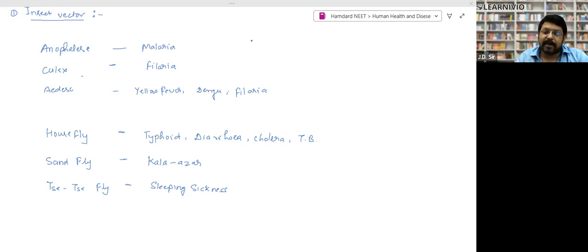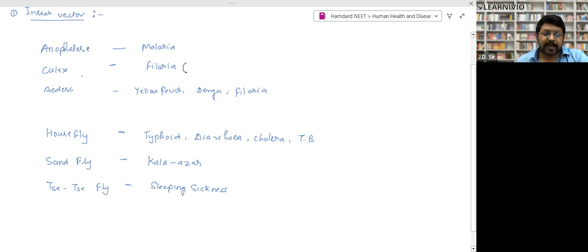The development of these pathogens takes place inside the blood only. So that is the reason. Remember, it is always the female mosquito which bites us. This is the female mosquito which is the vector. So Anopheles is the vector for malaria. You will get questions many times from these three mosquitoes. Culex is a type of mosquito. They are the vector for the filaria disease.